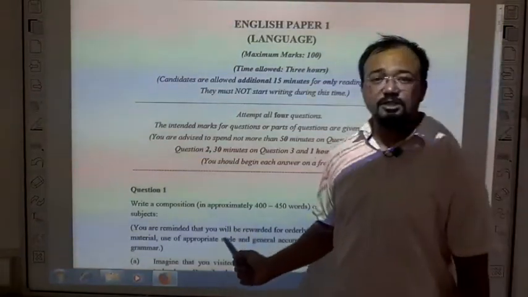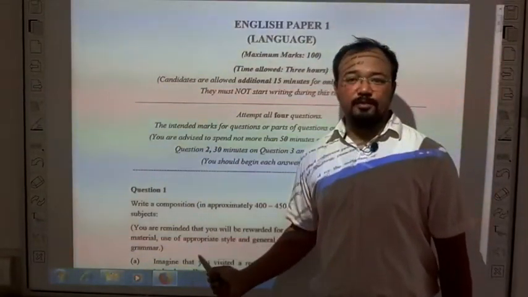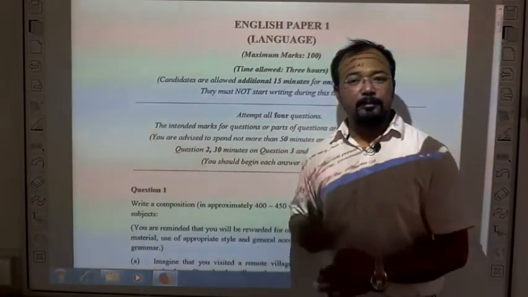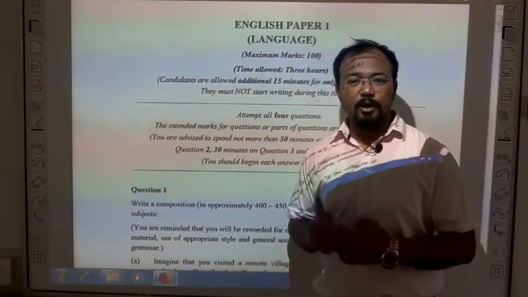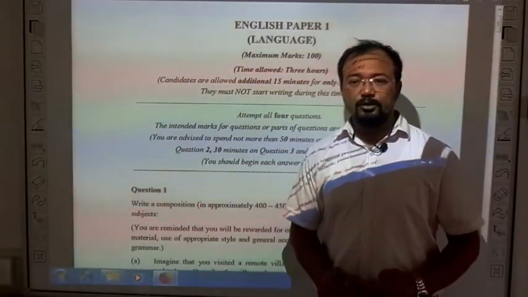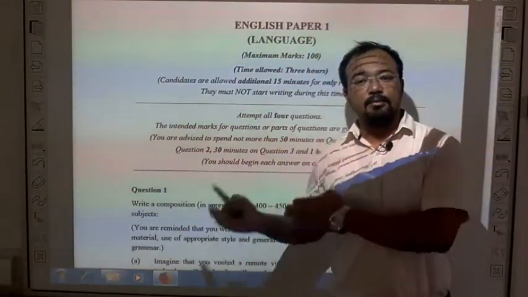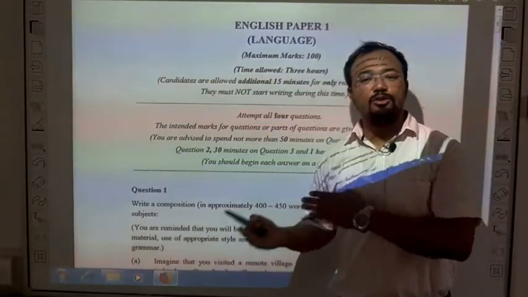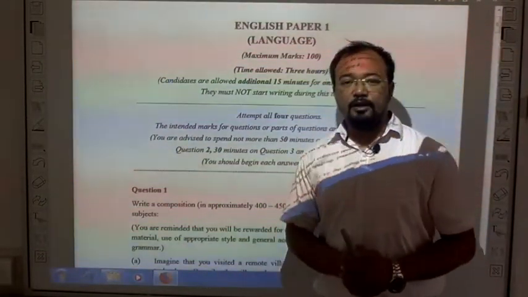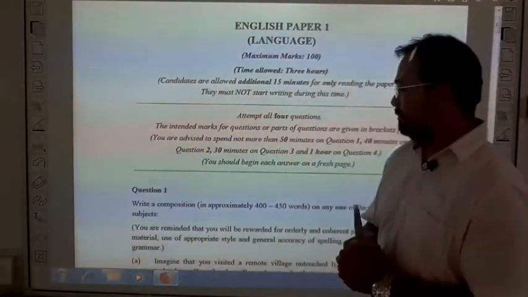My suggestion to you all is to attempt composition first. Within that 15 minutes, you will plan the important points to be written in your composition, so that within 50 minutes you will be able to complete it, and the remaining time will be used for the next section. You have to be very appropriate with the time. You have to run with the time.